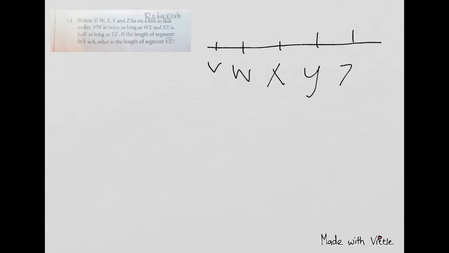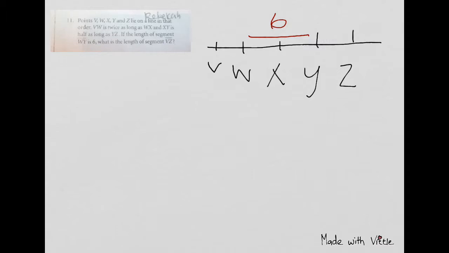Okay, so to make things easier, let's draw the little diagram over here. So here's our line, and we can say V, W, X, Y, and Z. Okay, now let's write down everything that we know. So up to now, we know that W, Y, so from here to here, is 6.